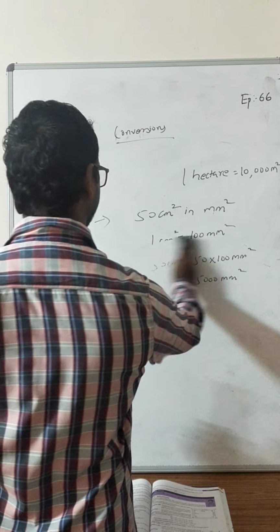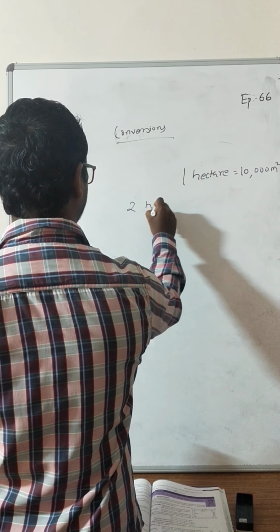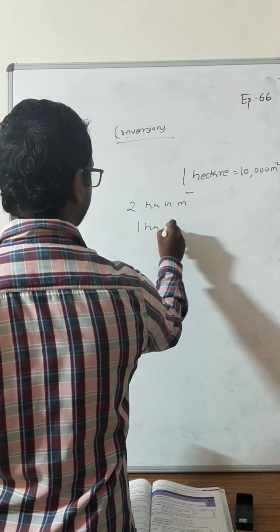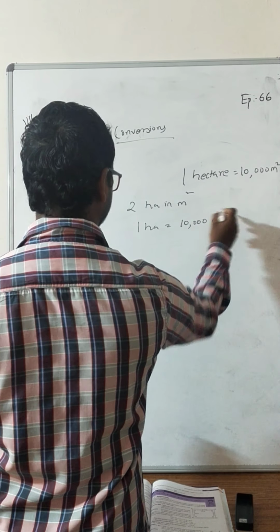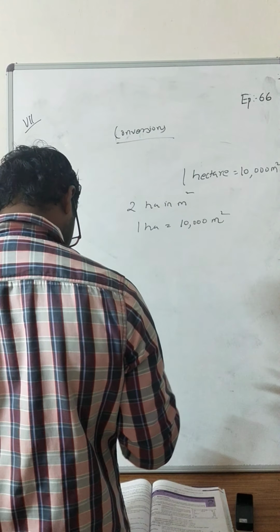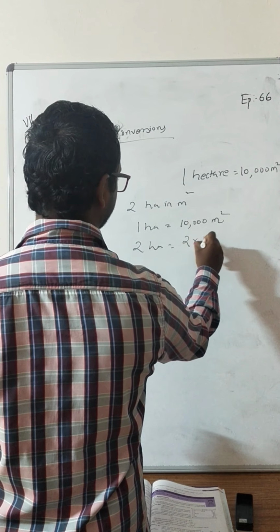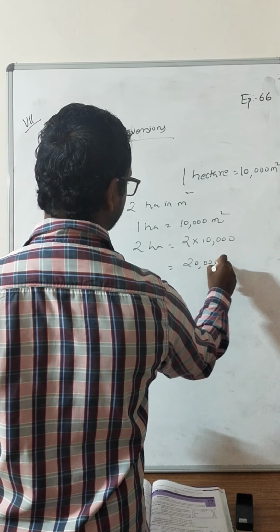Similarly, when we have to convert 2 hectare into meter square, remember 1 hectare is 10,000 meter square. Then 2 hectare is 2 into 10,000, which is 20,000 meter square.